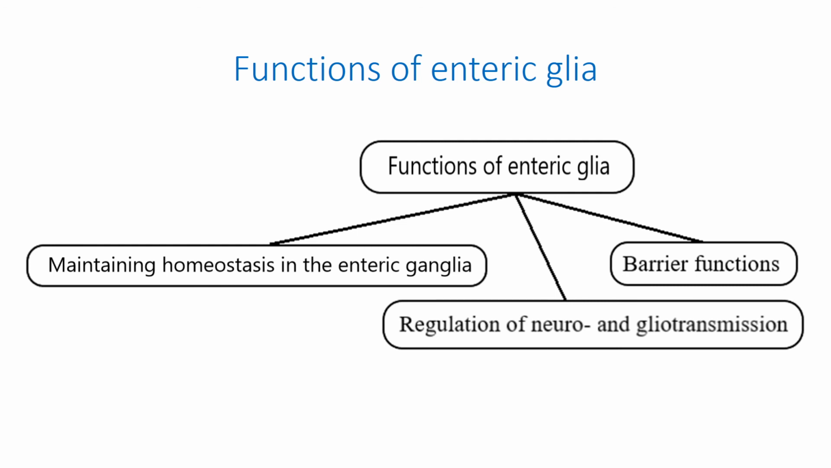Evidence of in vivo enteric gliocytes barrier function is based primarily on modeling ablation of these cells. It was shown that the permeability of the epithelium increases after the destruction of enteric glia. In models on transgenic mice, where enteric gliocytes were selectively removed, the integrity of the epithelial barrier was impaired and inflammation occurred in the intestinal wall.